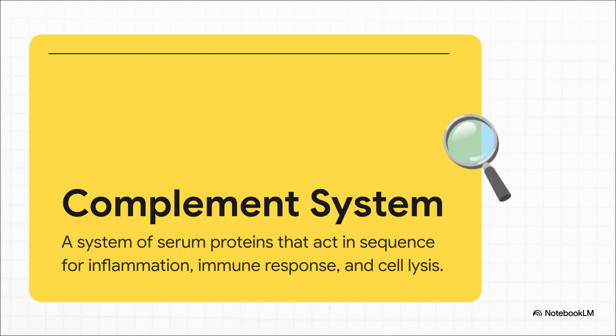One protein activates the next, which in turn activates the next. And this leads to a massive amplification of the initial signal. The biological effects of this cascade are incredibly diverse and potent. They help promote inflammation, they enhance phagocytosis by coating pathogens, and they can even culminate in the formation of something called a membrane attack complex, which literally punches holes in target cells like bacteria, causing them to lyse or burst.